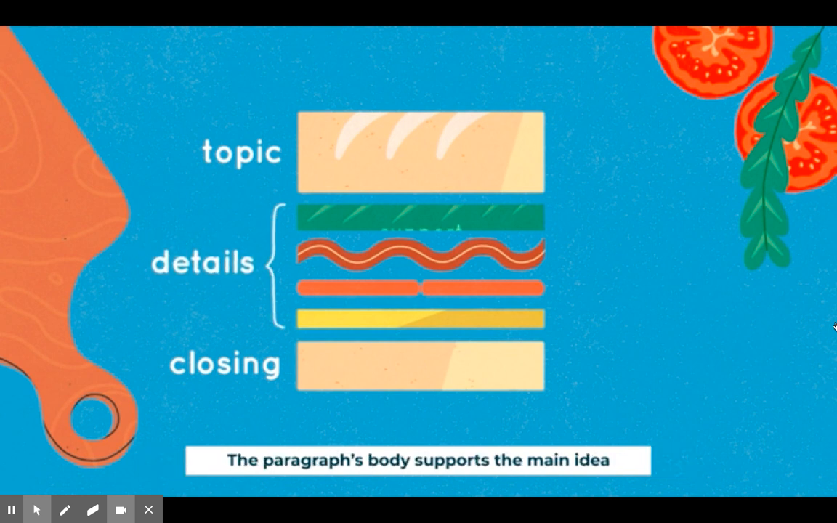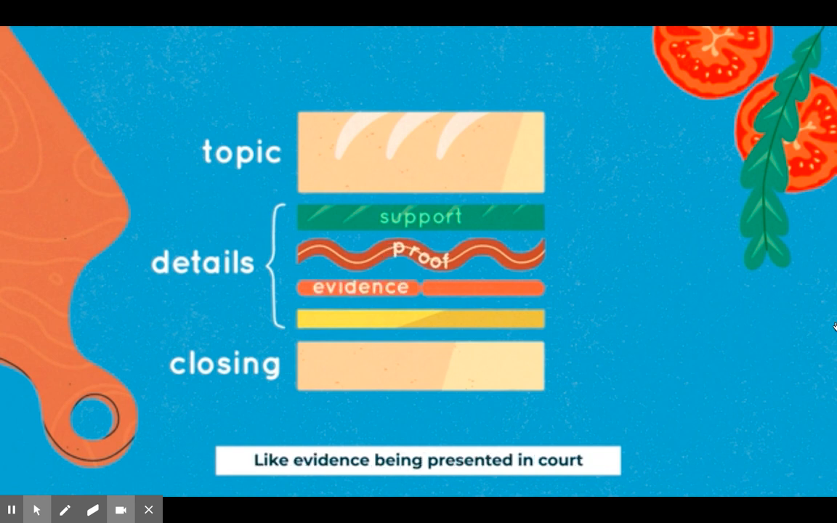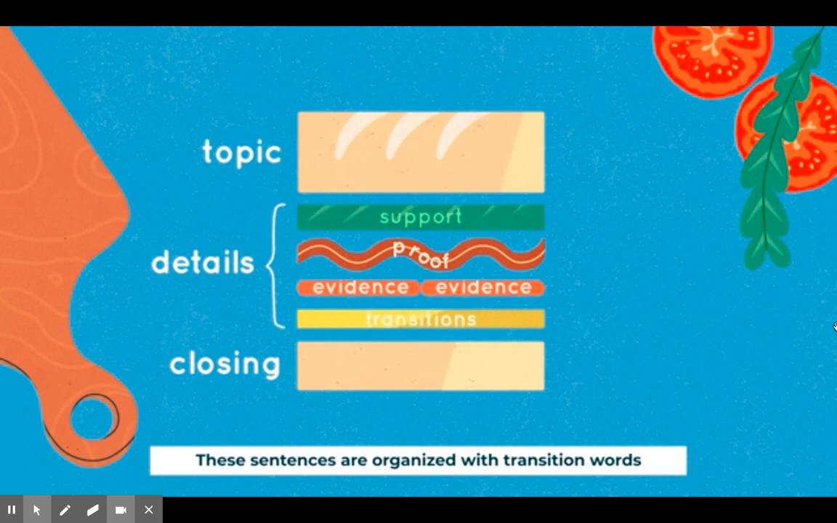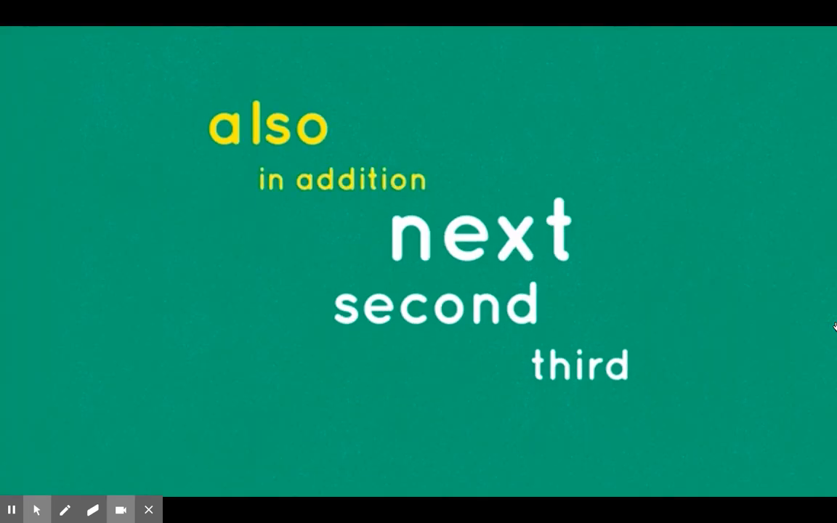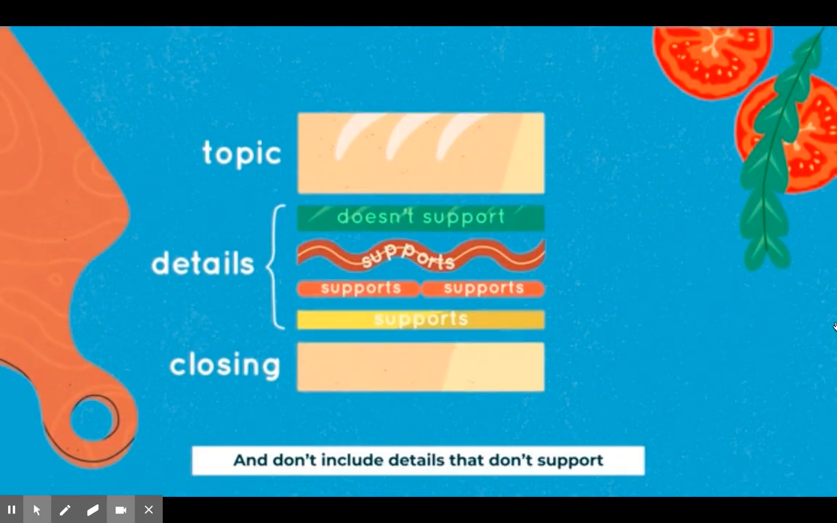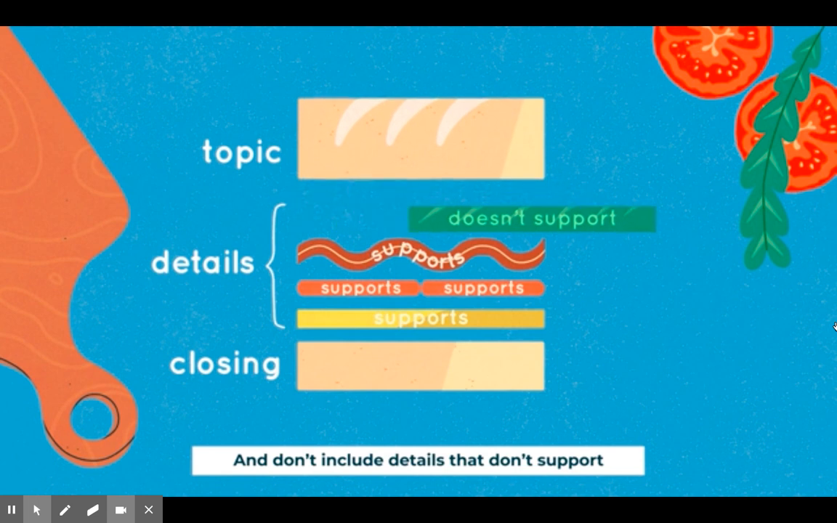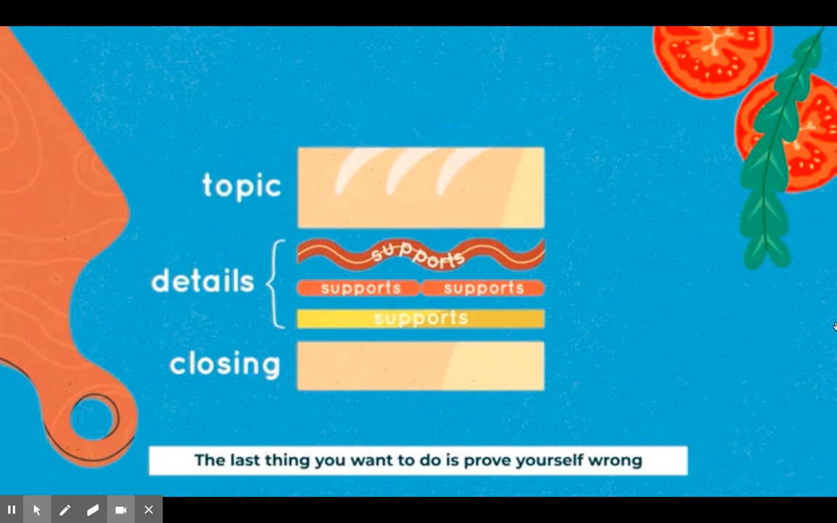Details. The paragraph's body supports the main idea. These sentences help prove your point, like evidence being presented in court. These sentences are organized with transition words, like also, in addition, next, second, and third, and don't include details that don't support. But the last thing you wanna do is prove yourself wrong.